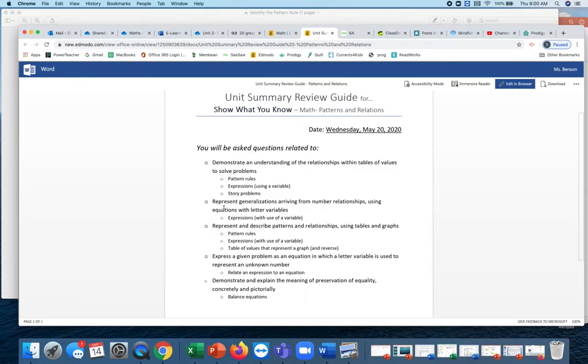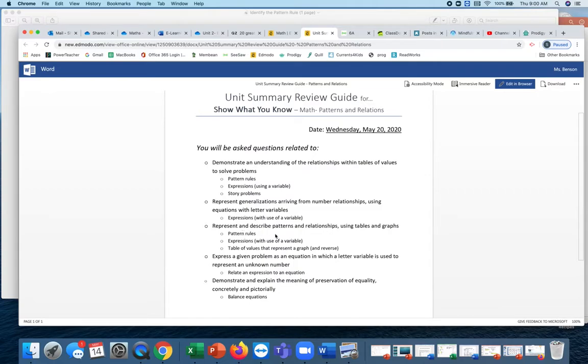Then the next thing is represent generalizations arising from number relationships using equations with letter variables. So that's what we've done, right? Equations and expressions. So an equation is where you have an equal sign, right? And an equation has an equal sign and a variable, and then the expression just has the variable. So those are pretty much basically the same thing.